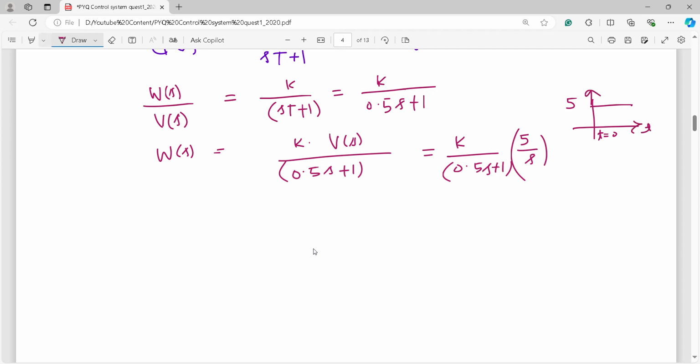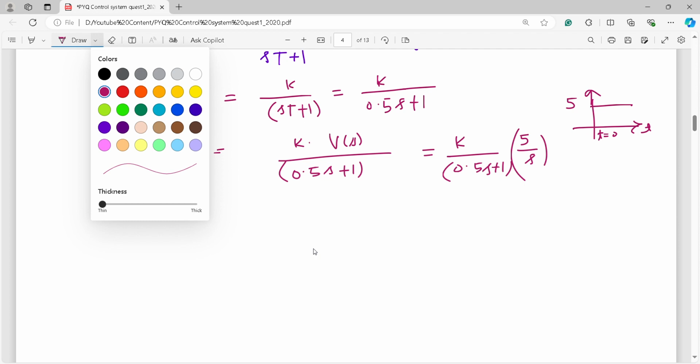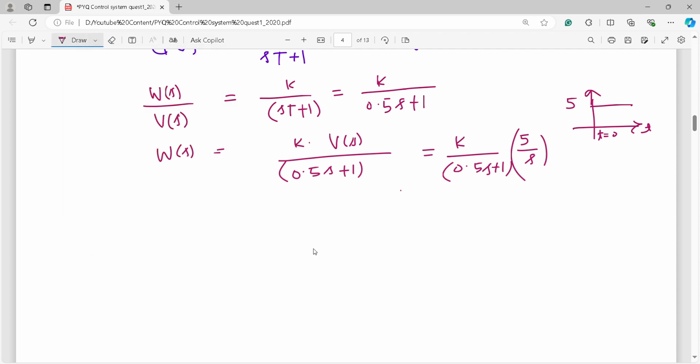Okay, so hope you understood. This is our input voltage. Here we need to apply the final value theorem so that we can find the k value, because k is unknown here.